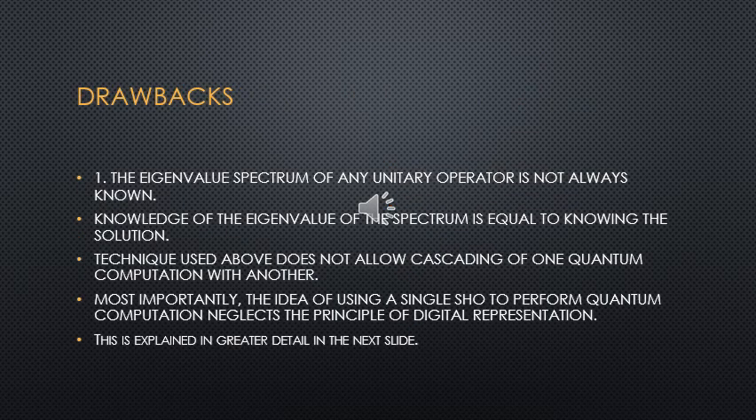There are certain drawbacks associated with implementing a simple harmonic oscillator as a quantum computer. The eigenvalue spectrum of any unitary operator is not always known. Knowledge of the eigenvalue spectrum is equal to knowing the solution. The technique used above does not allow cascading of one quantum computation with another. And most importantly, the idea of using a single simple harmonic oscillator to perform quantum computation neglects the principle of digital representation. Now, this is explained in greater detail in the next slide.